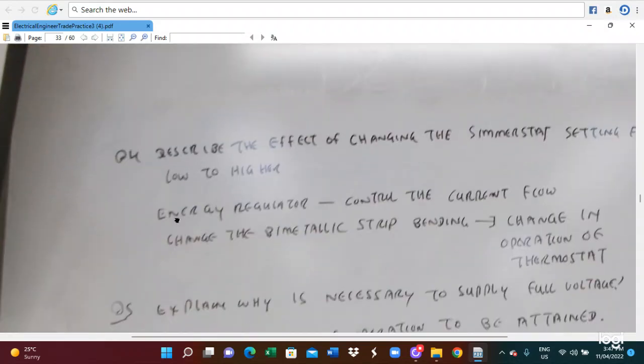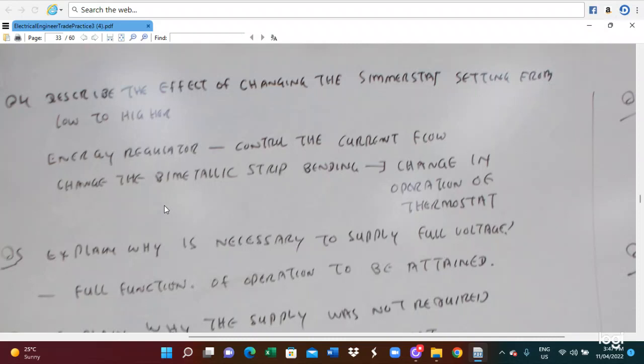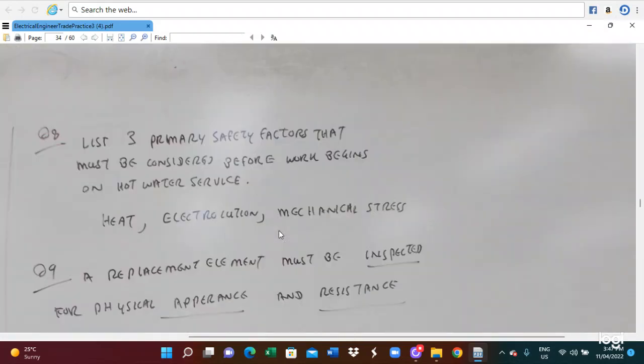Describe the effect of the change in the thermostat setting from low to high. In this case, the energy regulator controls the current flow and changes the bimetallic strip bending. It changes the operation of the thermostat.